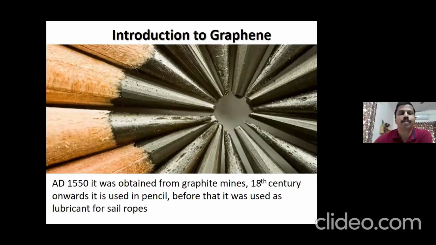For the graphite, what you are seeing is lead, right? If you just look at the history, you can see that from the AD 1550s, it is a material which used to be available naturally, especially in graphite mines. From the 18th century onwards, people started using it in pencils. So that's what we call the pencil lead.